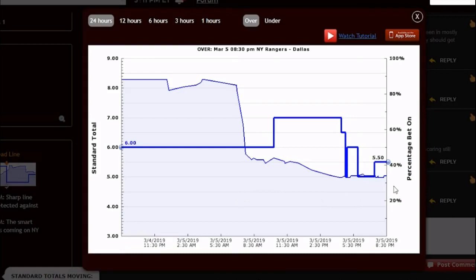And as you can see, most people are heavily betting on under in this game. And the bookie has actually changed the total from 6 to 5.5, meaning that the bookie thinks that this game is going to go low, and they want to bring more people to the over. So my prediction, this is anybody's game, and most importantly, this game will stay under 5.5 goals.